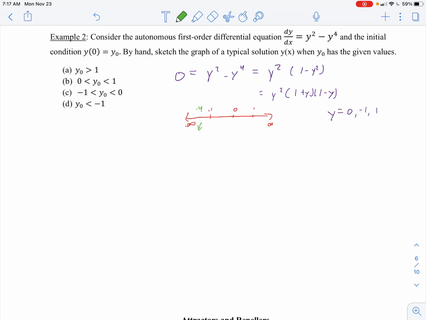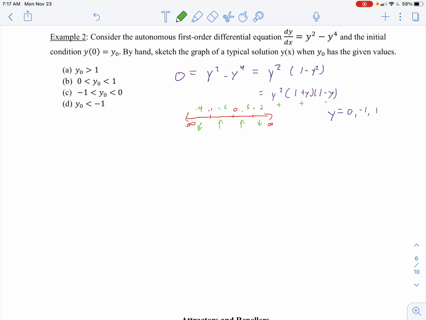From negative 1 to 0, we take negative 0.5 and plug it in. y squared is always going to be positive. 1 plus negative 0.5 is positive, and 1 minus negative 0.5 is positive. So we're going to be going up. From 0 to 1, positive, positive, positive; for all those, we can just pick 0.5. And then if we pick 2, we're going to be positive, positive, but for that last one we're going to be negative. So we'll be going down.